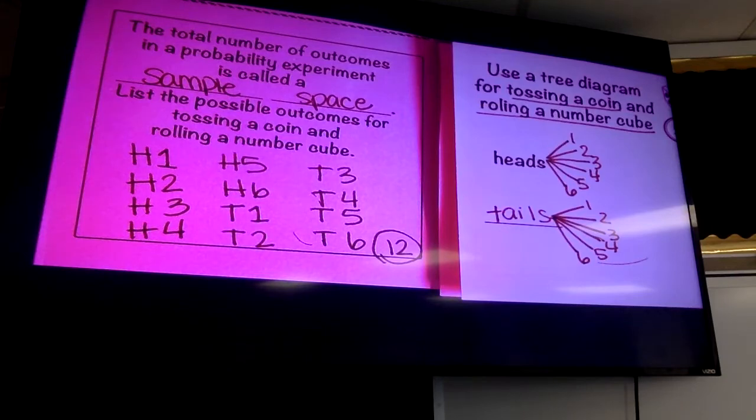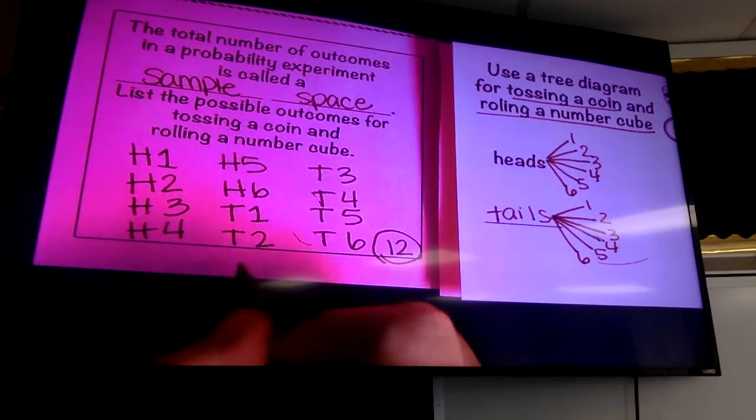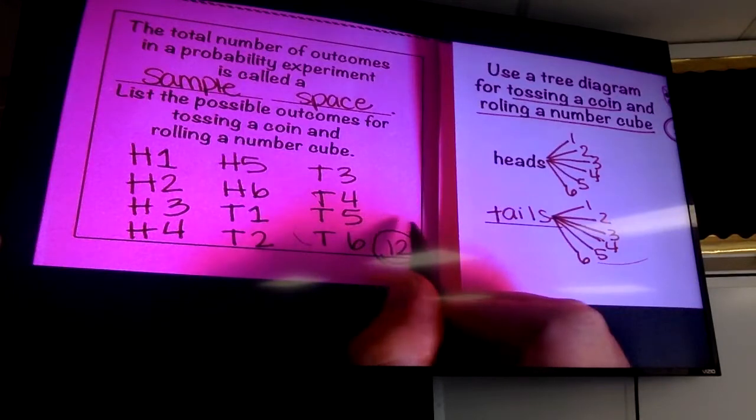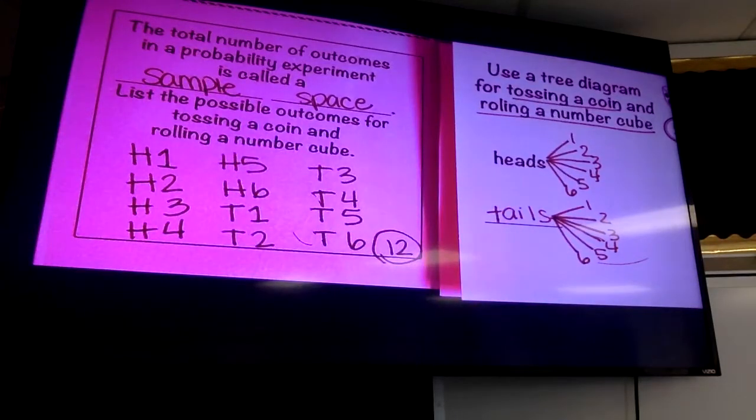Like, let's say I said, what's the probability of rolling a 2 when I flip a coin and roll a number cube? Okay, well, there's 2 of them that have a 2 in it, so I would say 2 over the 12 possibilities, or 1/6. That's what I'm doing here.